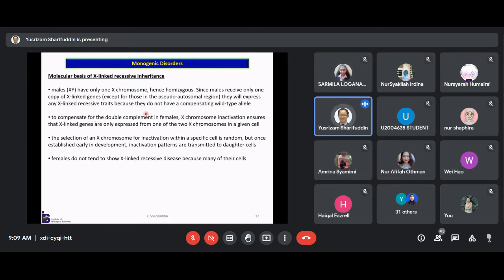So to compensate for the double complement in females, you have X chromosome inactivation, which makes sure that the X genes are only expressed from one of the two chromosomes in a given cell. Remember, that process of inactivation is random. If you want to remember why, just remember the cats I mentioned last time. The cats have different fur colors because inactivation happens on a random basis. Otherwise, you would have very evenly patterned cats. The selection of an X chromosome for inactivation within a specific cell is random, but once established early in development, it is transmitted to that particular daughter cell. So that process is random, but when it's fixed, it is passed on to the same one. Females do not tend to show X-linked recessive disease because many of their cells are there. Can you continue this? Many of their cells?